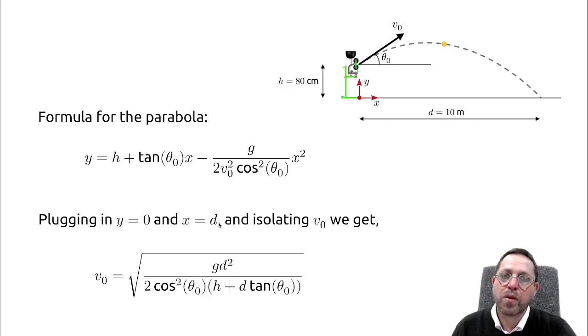And then we're also going to assume that, let's say, theta naught is fixed. Just to simplify, theta naught is, for example, equal to 45 degrees. Then our only unknown is v0. And we can isolate it from this formula, and we get this formula below for v naught. Okay, now we have to use Python to evaluate this formula.